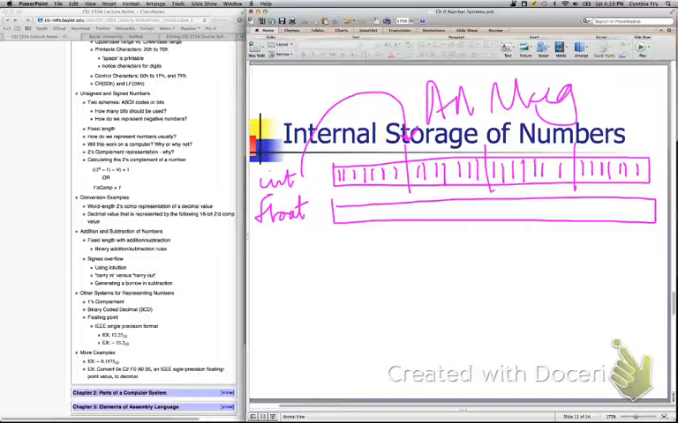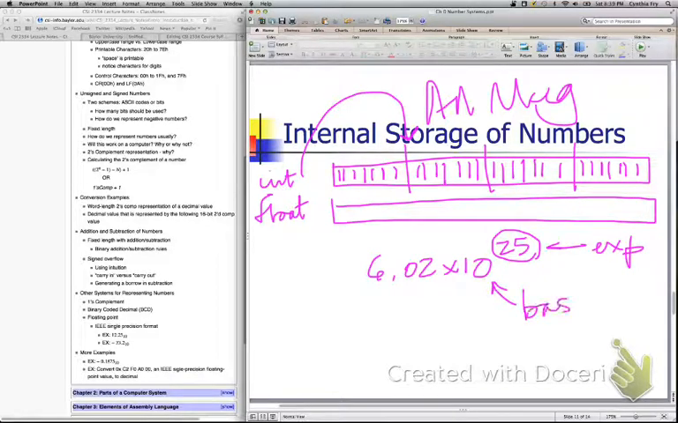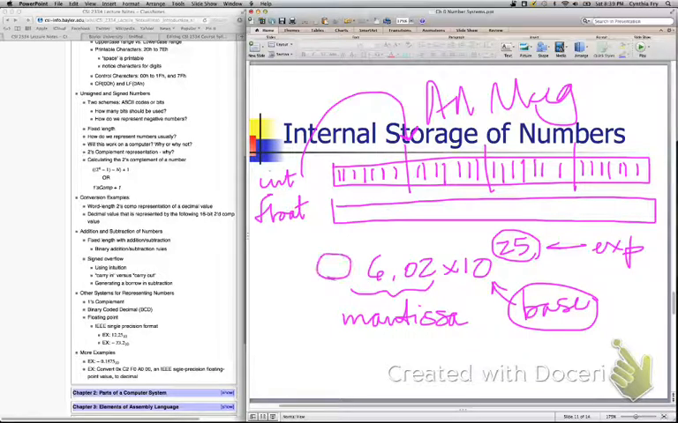Let's say, how about 6.02 times 10 to the 25. I write this out in scientific notation where I've got several different pieces. This happens to be my exponent. This is my base. And this is my mantissa. So with floating point, the base is going to be assumed. I'm dealing with binary, so my base is going to have to be 2. I have to be able to store a sign, the mantissa, and the exponent.